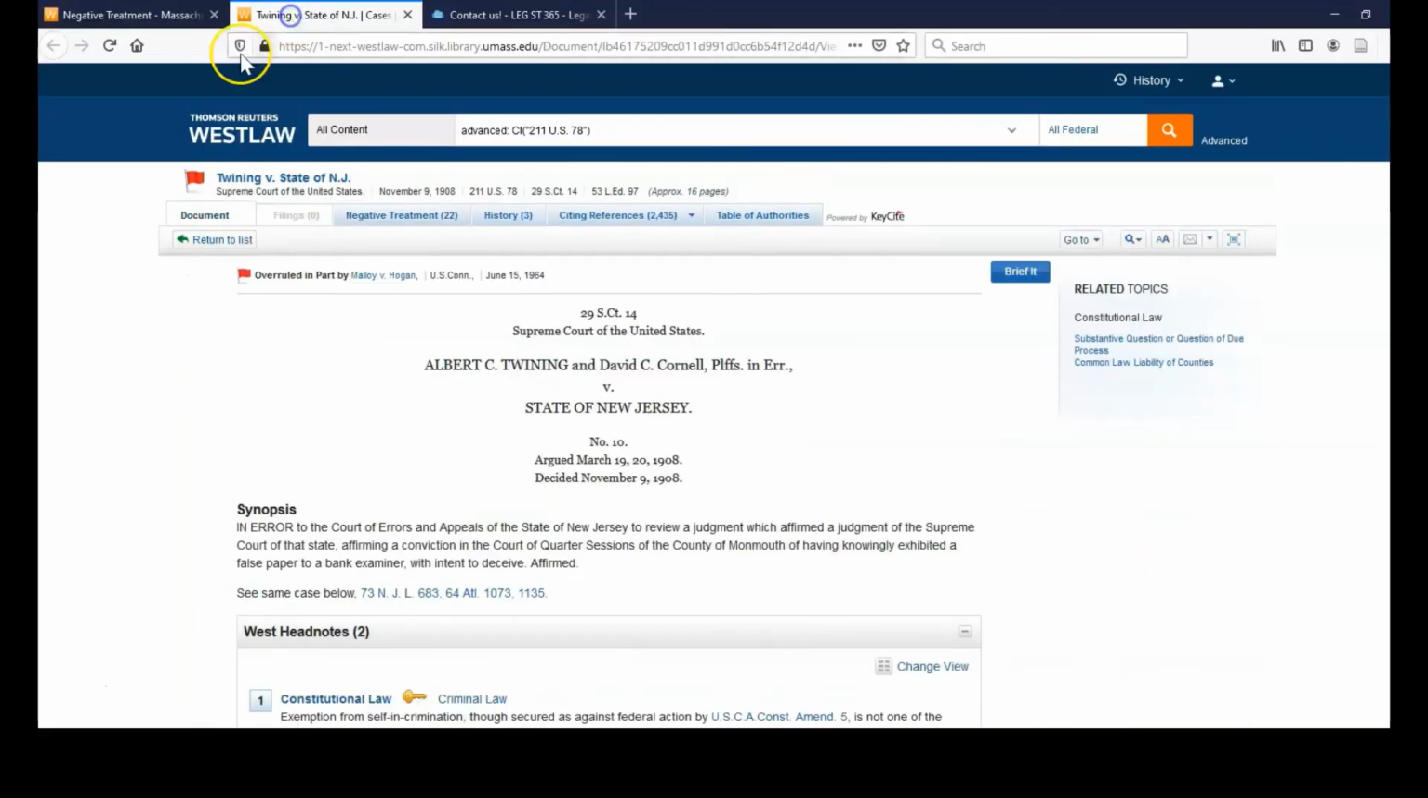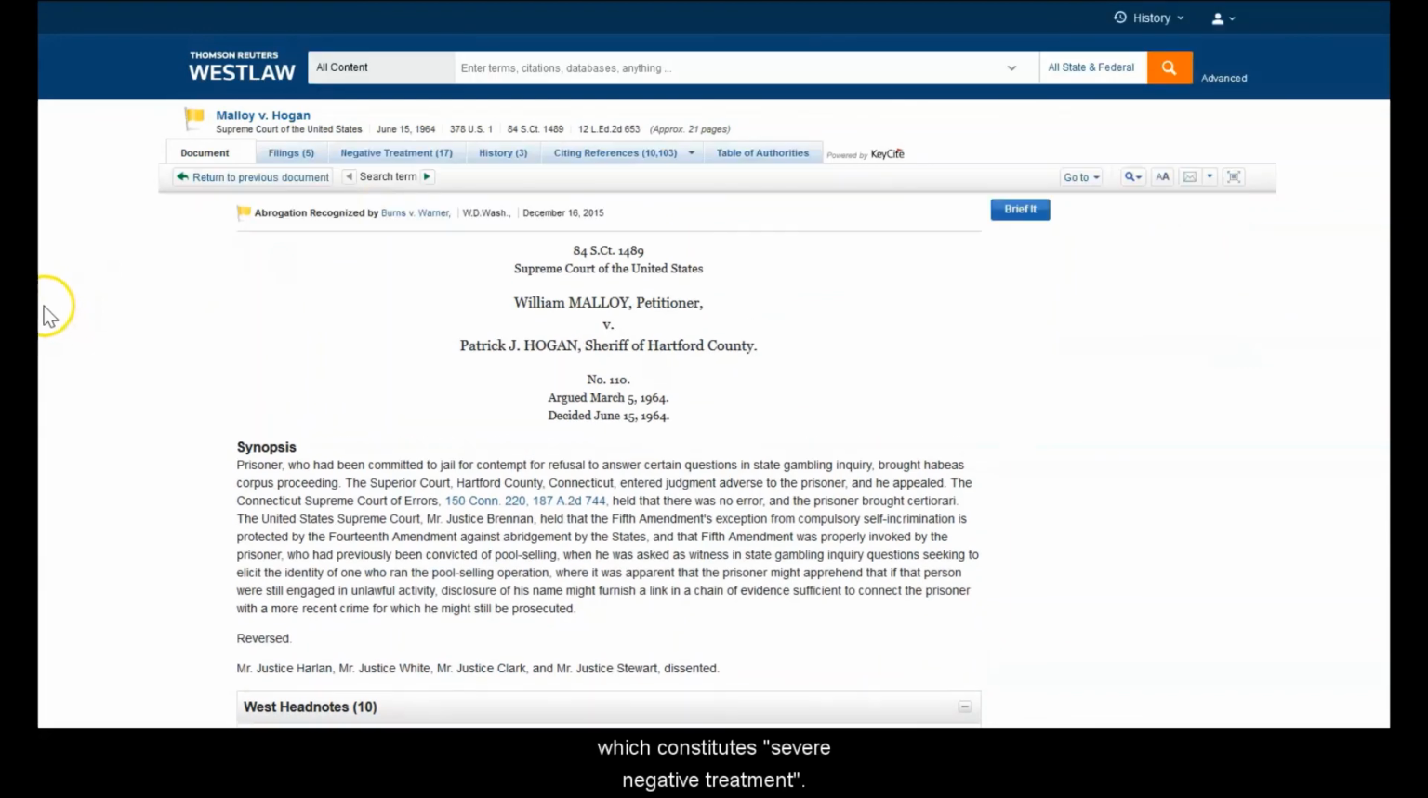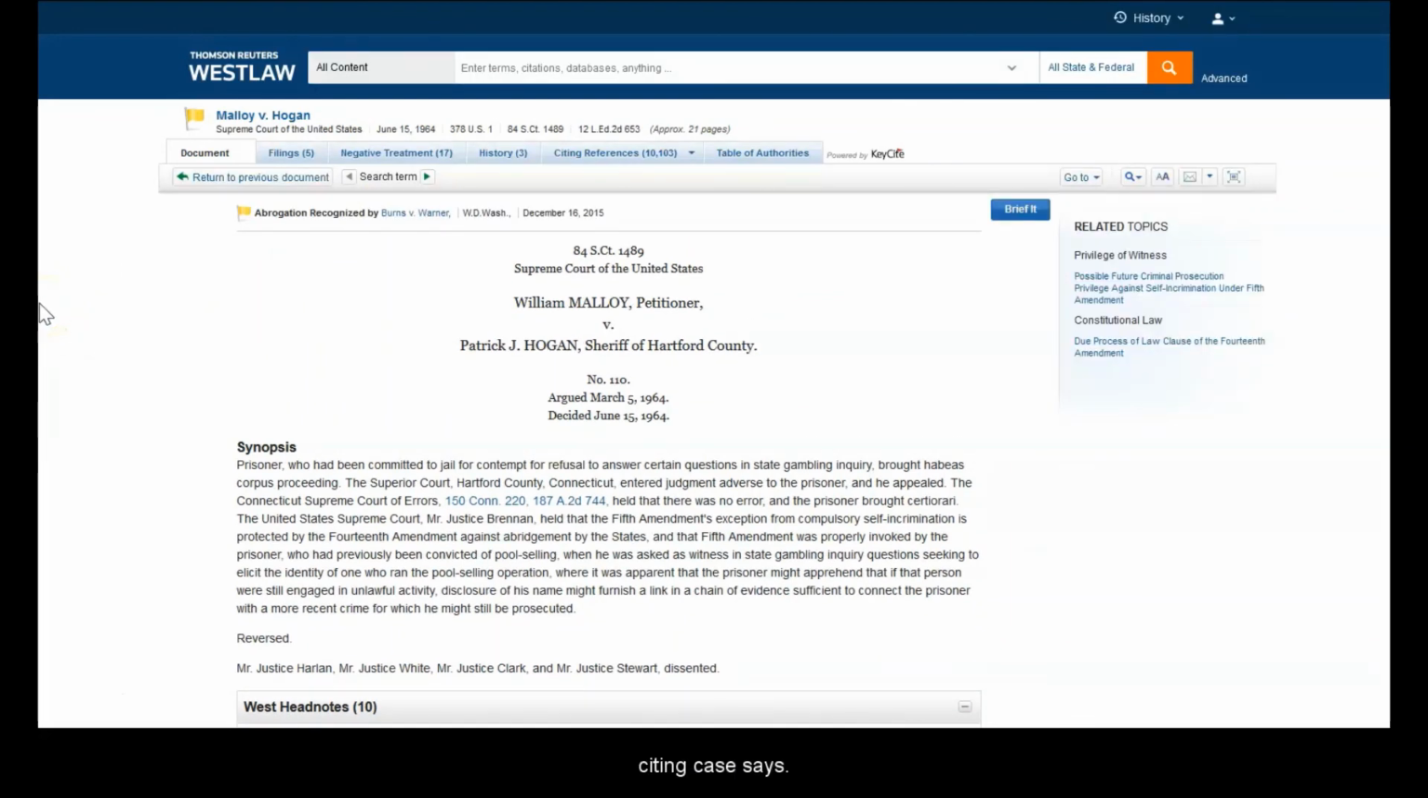Here's an example. Twining versus State of New Jersey, where in 1908, the Supreme Court had said that the Due Process Clause of the Constitution does not include a right against self-incrimination. But as you can see from this alert at the top, it was overruled by a 1964 Supreme Court case, which constitutes severe negative treatment. So anytime you see a red flag, you should check what the citing case says.